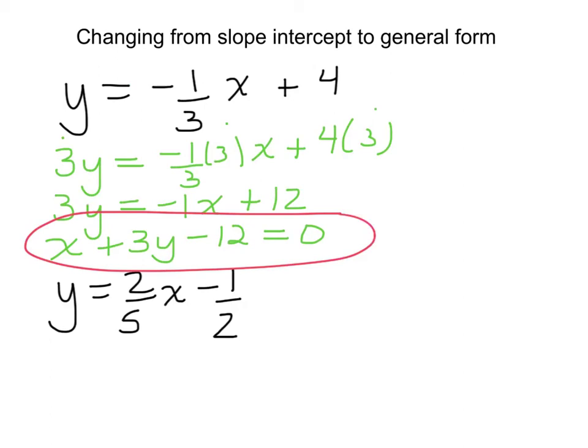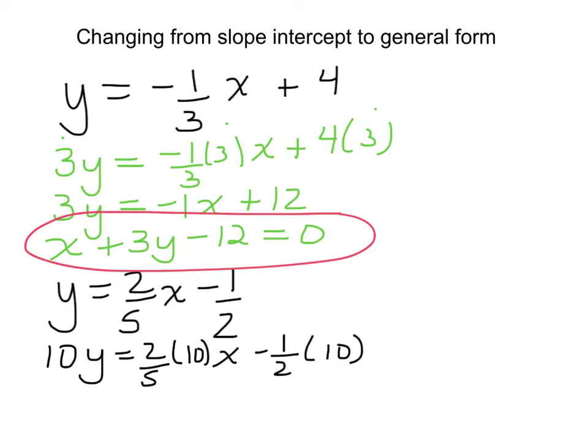Next question is a little trickier. What did I throw in? 2 fractions. So what number can you multiply everything by to get rid of 5 and 2? Well, the lowest number is 10. You could use 20, 30, 40. It just makes your numbers harder to work with. So let's multiply everything through by 10. 10y equals 2/5 times 10 times x minus 1/2 times 10.